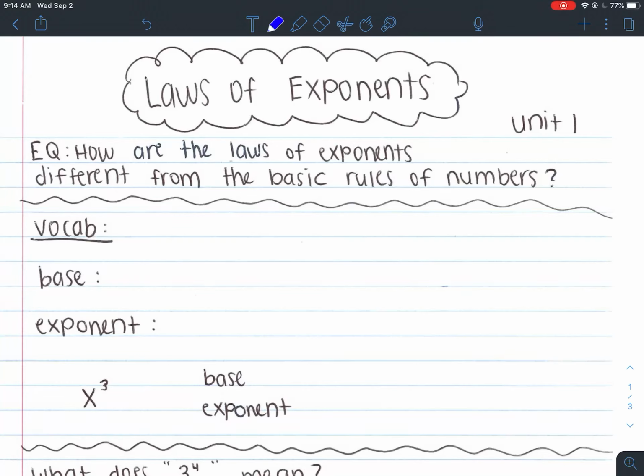We are in Unit 1, and our essential question is, how are the laws of exponents different from the basic rules of numbers? Okay, so we had a little bit of a sneak peek of what exponents do when we talked about multiplying polynomials. So today we're going to talk about them a little bit more intensely.